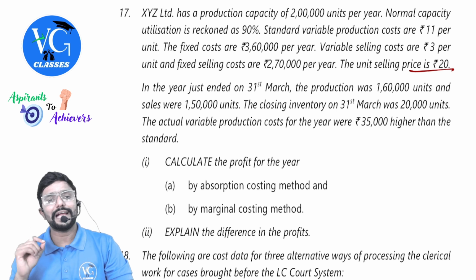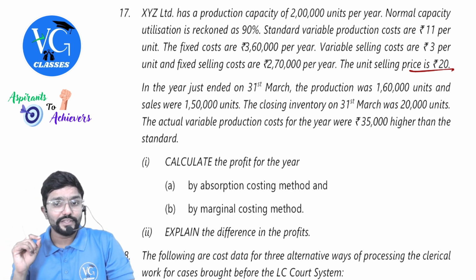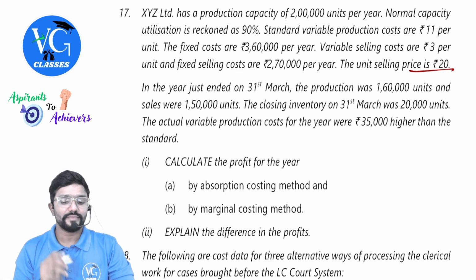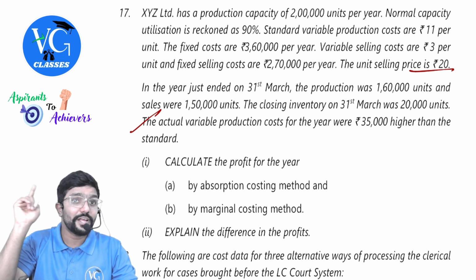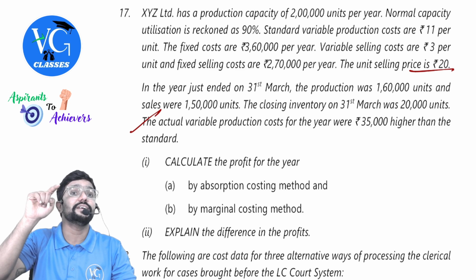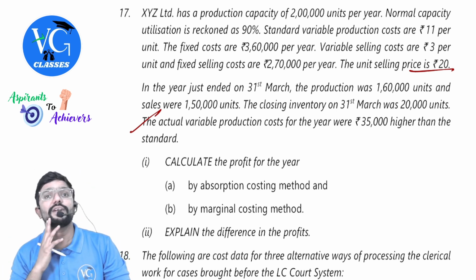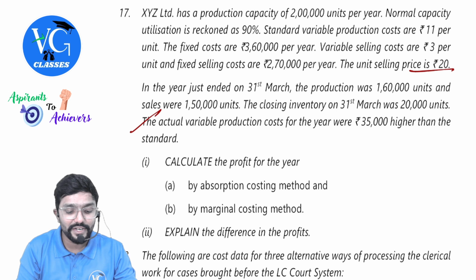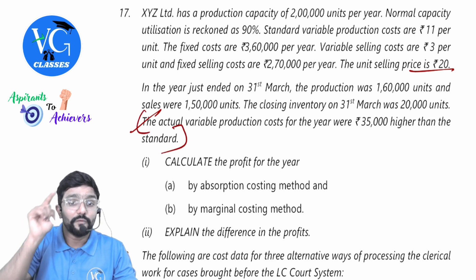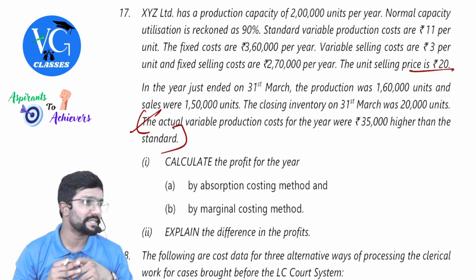Yes, sir. The actual variable production cost for the year was 35,000 higher than standard. Please be careful. Variable they are talking about, not fixed. For fixed manufacturing overhead under absorption costing, what do we get? Under absorption or over absorption. And here they are not talking about that. They are talking about variable production cost being 35,000 more than the standard basis.